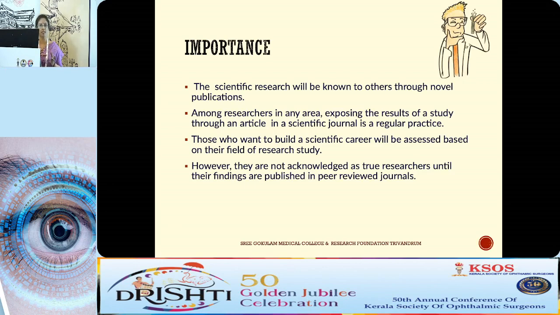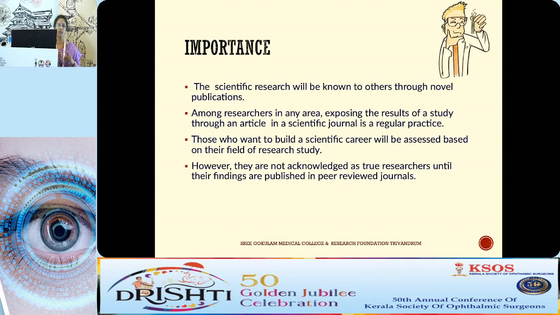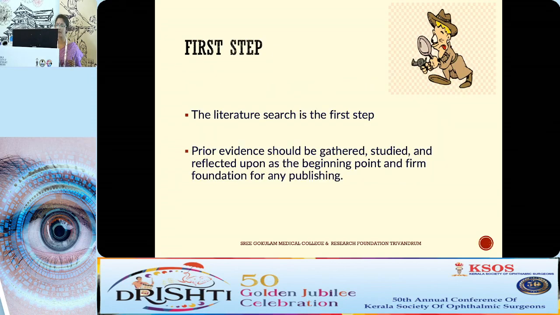If you are doing a research, then the result has to be shared with the world. So there are many ways to share your result with the world, but one of the common practices is to publish it in a very good scientific journal. And a researcher is known by the number of publications in a good scientific journal. So the first step in writing an original article is to do a thorough literature search. Like Dr. Nina said, you have to do a very thorough literature search. You can use different search engines, different platforms like PubMed. So you go through different studies so that you can highlight the findings of your study.